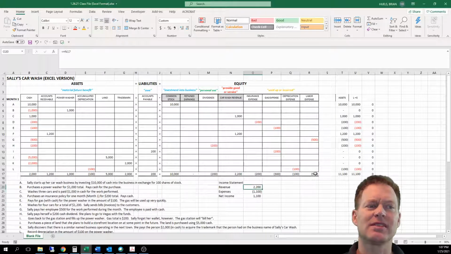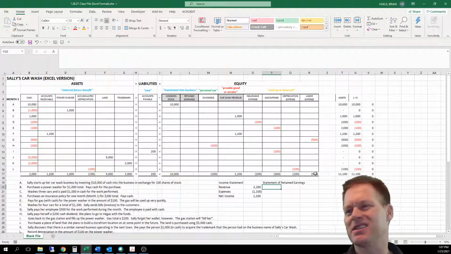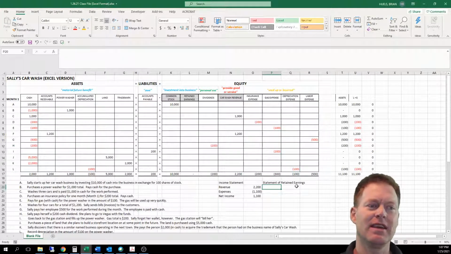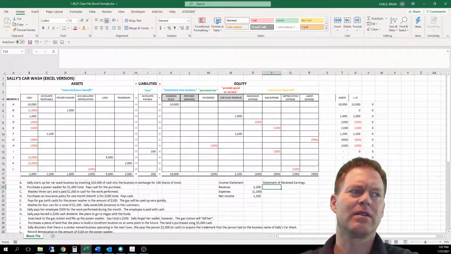Okay? So the second statement you would typically do is a statement of retained earnings or statement of equity, which is just an expanded version. Okay? Statement of retained earnings, the first thing I'm going to go is, my keyboard decided to stop working. Where did it go?